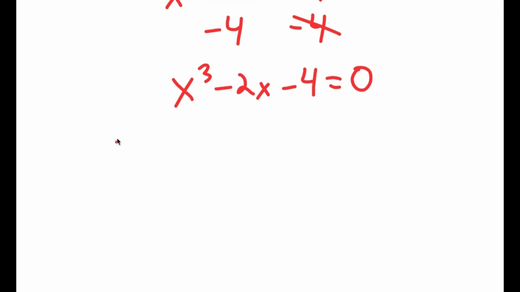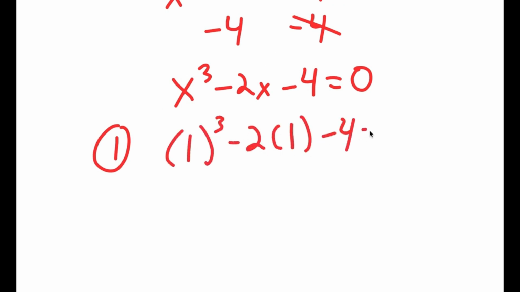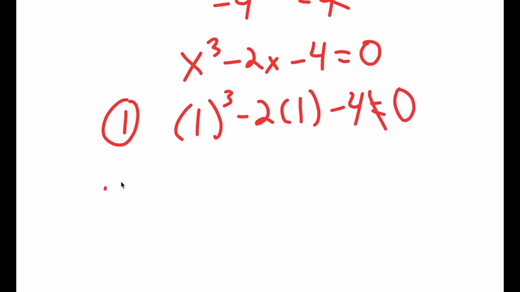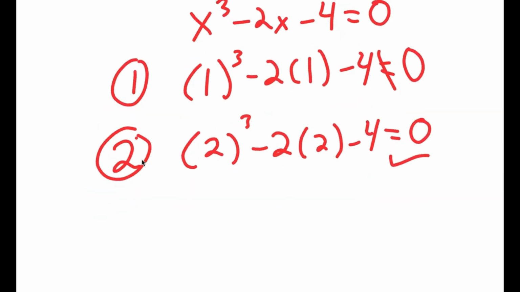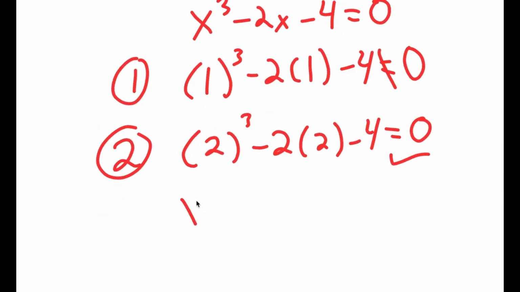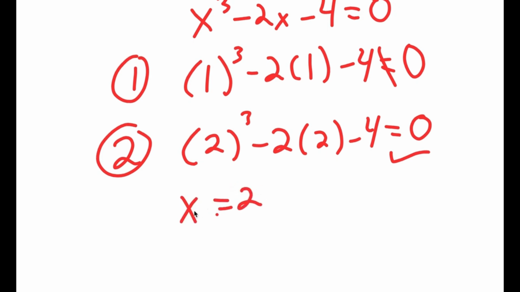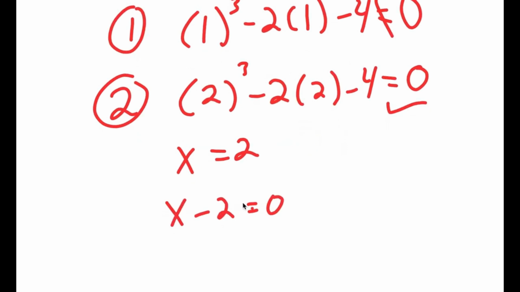So let's first start out with 1. If x is equal to 1, then I get 1 to the power of 3 minus 2 times 1 minus 4, which does not equal 0. Now if x equals 2, I get 2 to the power of 3 minus 2 times 2 minus 4. 2 to the power of 3 is 8. 8 minus 2 times 2 is 4, and 4 minus 4 is 0. So this does equal 0. So 2 is a solution. To be more precise, x equals 2 is a solution, meaning x minus 2 is equal to 0.